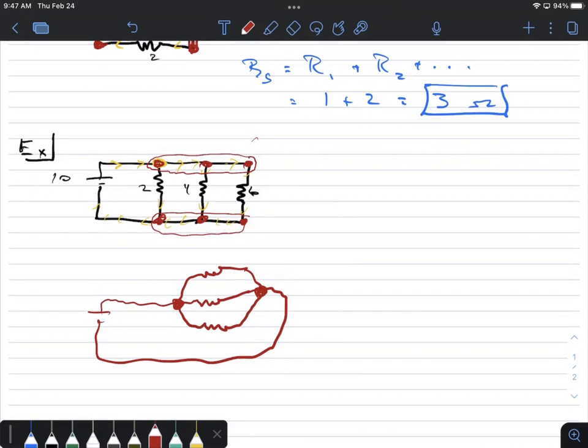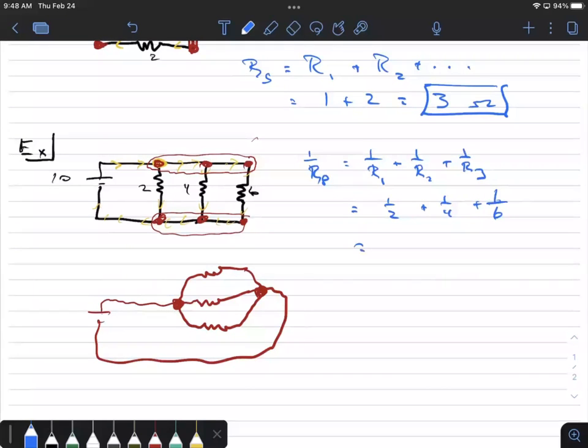So anyway, now I know they're in parallel. Once I know that, I just use the equation: 1 over the total parallel resistance is 1 over R1 plus 1 over R2 plus 1 over R3. So 1 over 2 plus 1 over 4 plus 1 over 6.